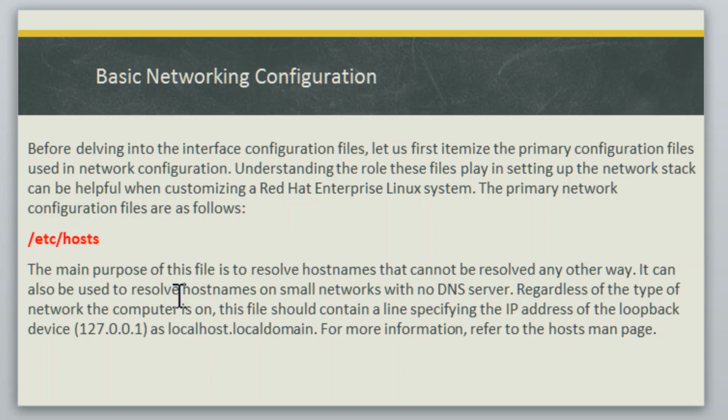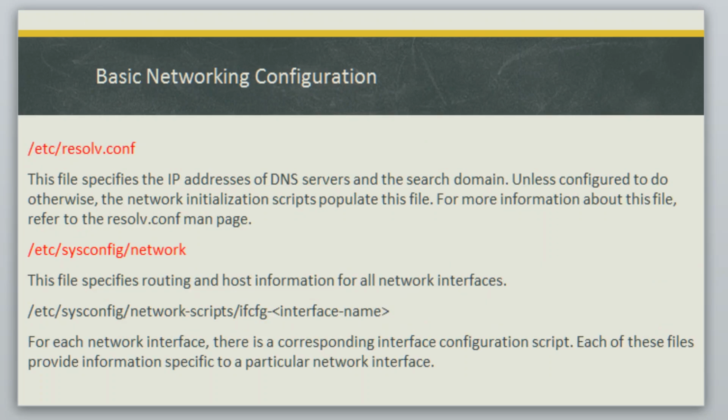It can also be used to resolve host names on small networks with no DNS server. Regardless of the type of the network the computer is on, this file should contain a line specifying the IP address of the loopback device, which is 127.0.0.1, as localhost.localdomain. For more information, refer to the hosts man page. So look up the man page on the hosts file, okay? In this file, you'll have your host name. You're going to have the IP address of it. You can set some more functions or configurations up as well. This is how our server connects to other servers across the network.